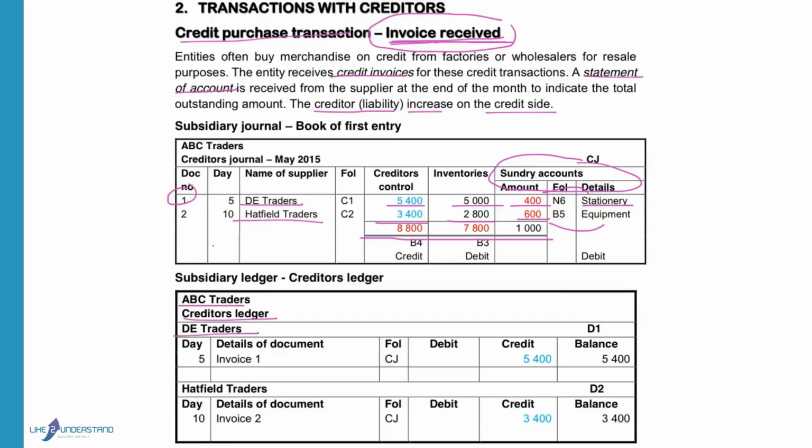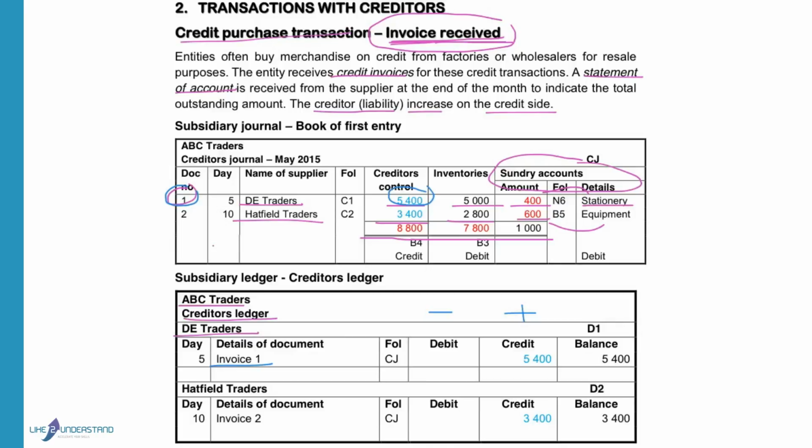What happened in this entry on the 5th? We bought for 5,400. So I will show I used invoice number 1. It's important to now write down the name of the source document, so that you know which source document was used, plus the number that you allocated to that source document. Because we buy on credit, it is a liability, so liabilities increase on the credit side and decrease on the debit side.